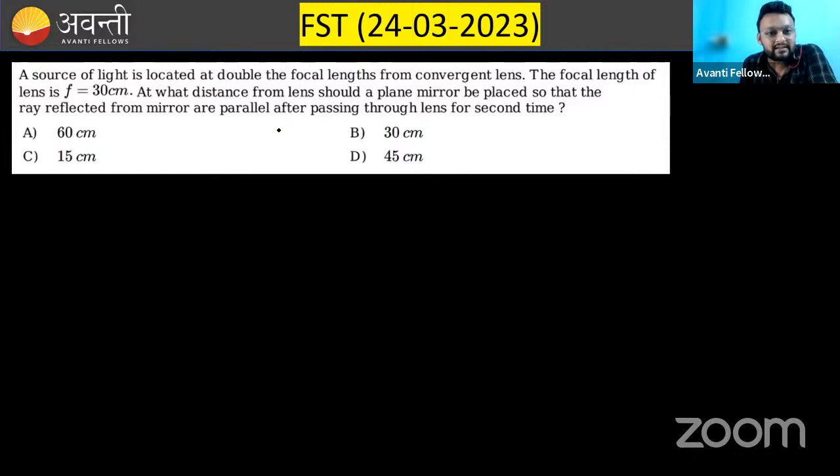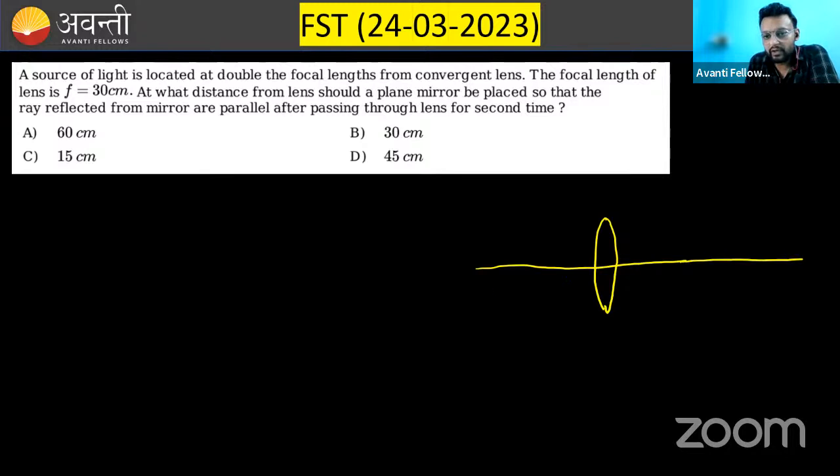A source of light is located at double the focal length of a convergent lens. So what is a convergent lens? A convergent lens is the convex lens. I think this is clear. So this is a convergent lens. This is the principal axis. Clear? Okay.